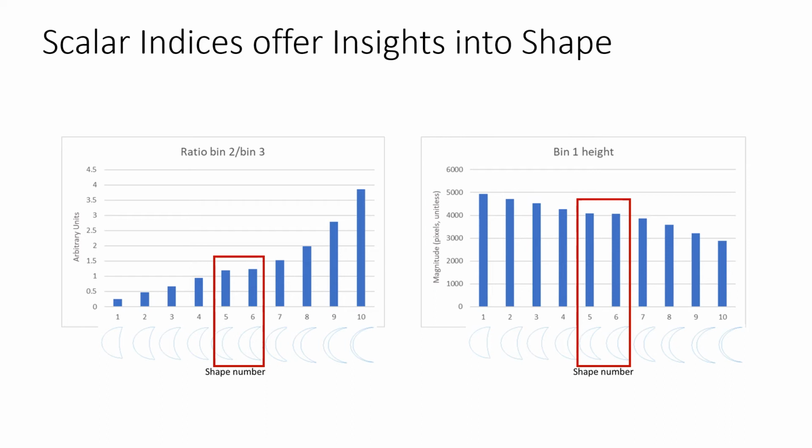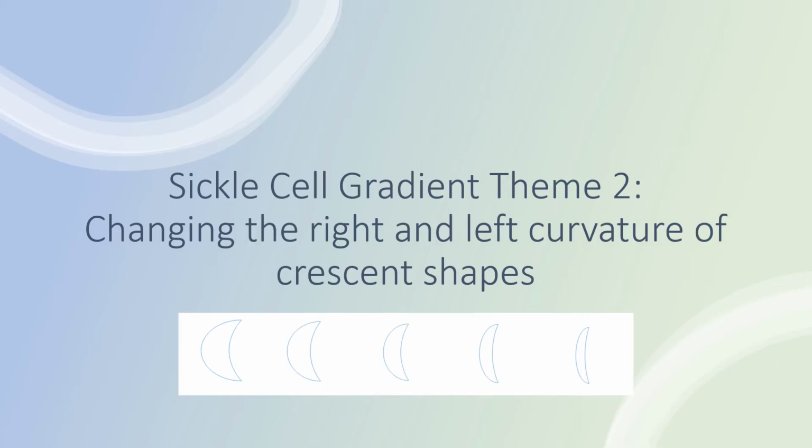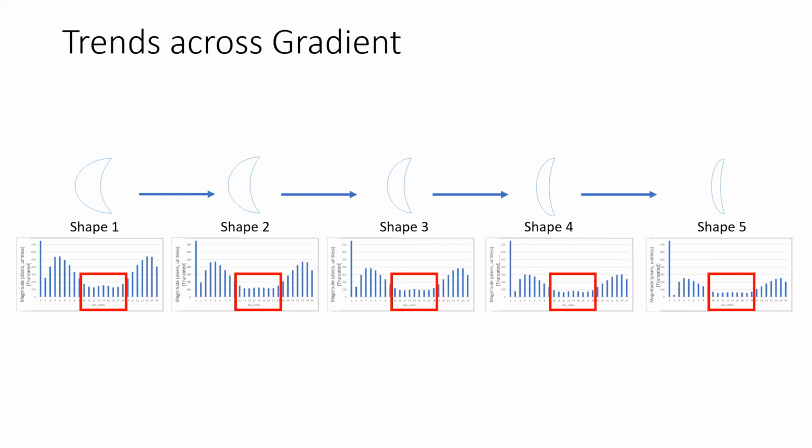This demonstrates how multiple scalar indices can point out similar patterns across shapes. In the second gradient theme, the right and left side curvatures of the crescent shapes were changed. All graphs for this gradient theme are shown here. In this theme, the bump in the middle bins, which is boxed in red, becomes less prominent as the curvature of the sickle cell shape decreases.